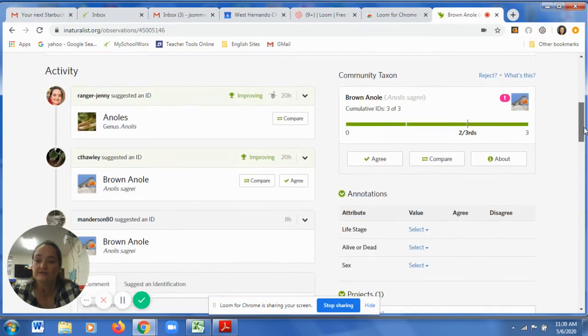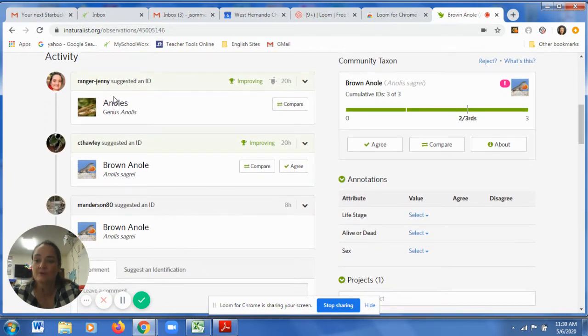So this is what it was. I posted it and I just put that it was the genus Anolis. Remember in science, it was genus and species. Genus gets you kind of close, but species is that one specific type of animal. So I said it was an anole, didn't know which kind. Then this guy, who probably knows a lot about these critters, said it was a brown anole, Anolis sagrei. And I do agree with him.